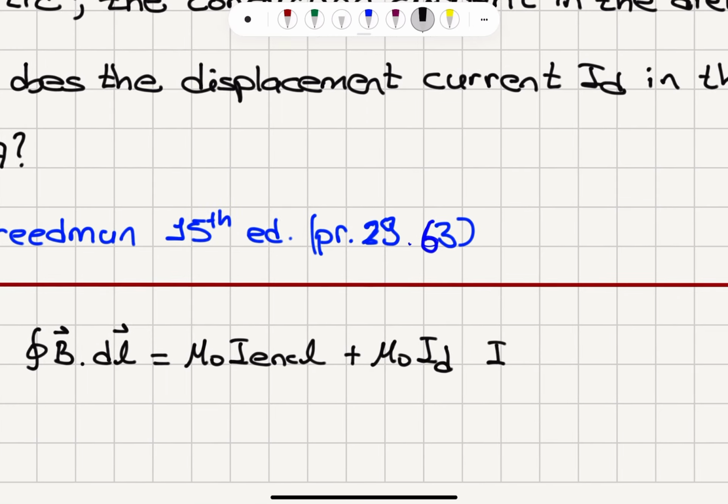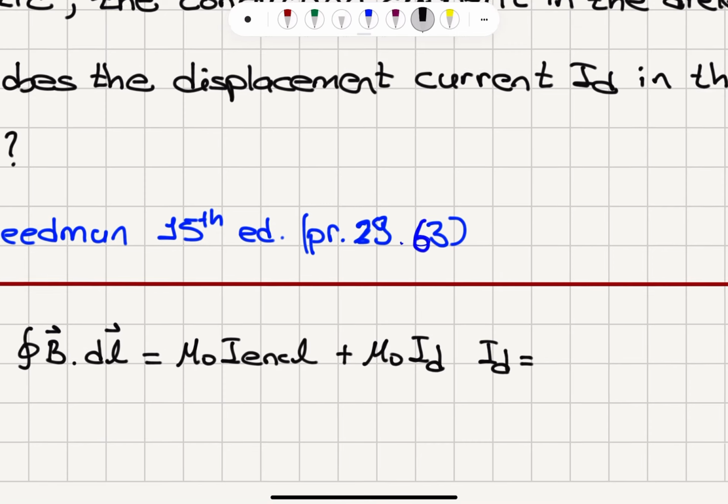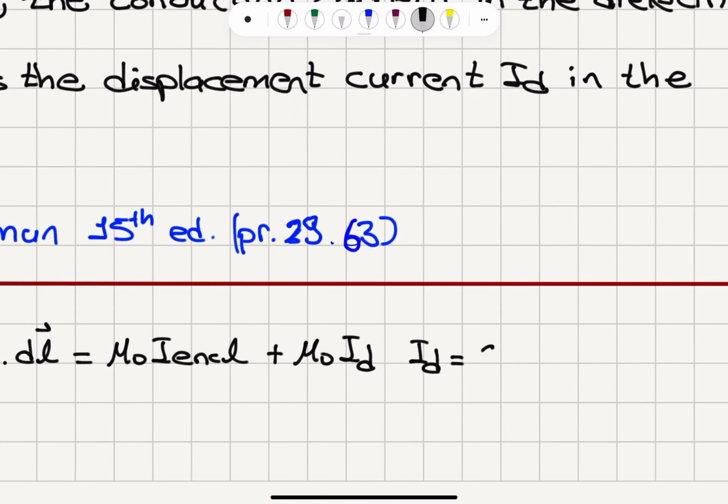the displacement current is the permittivity epsilon dΦ_E/dt. So normally this is μ0 epsilon0 dΦ_E/dt, but if it's in a material with relative permittivity epsilon_r, then it would be epsilon_r epsilon0. So that's the displacement current.